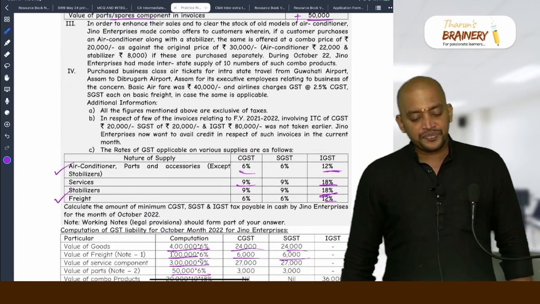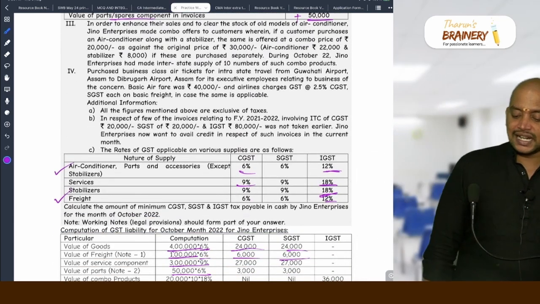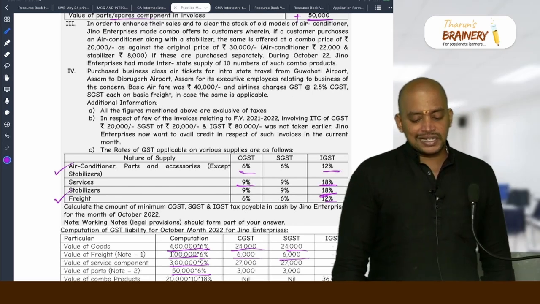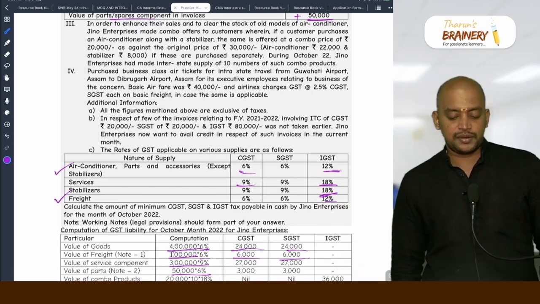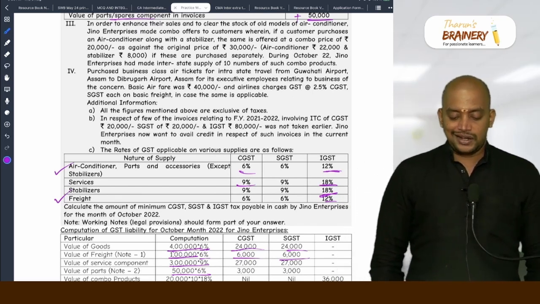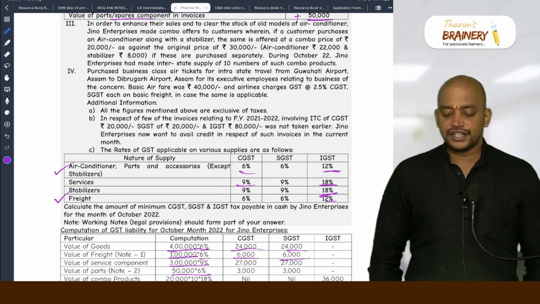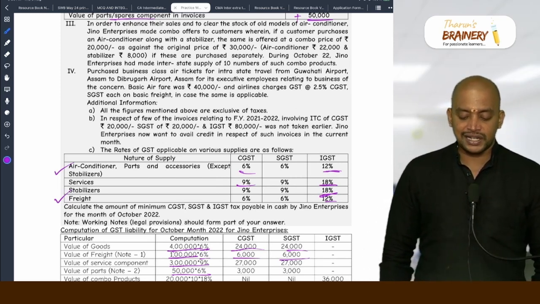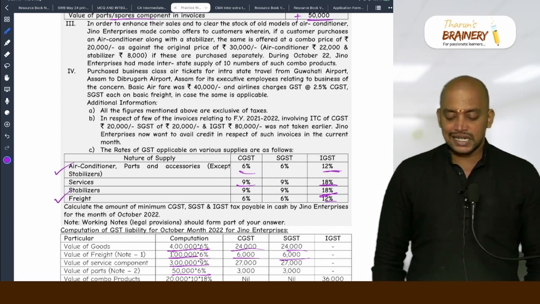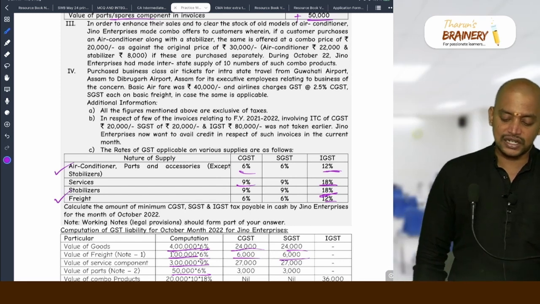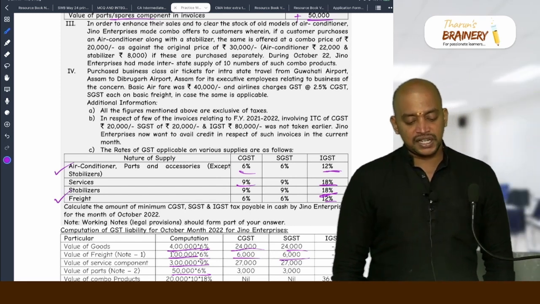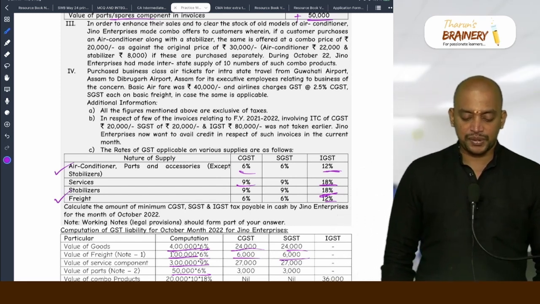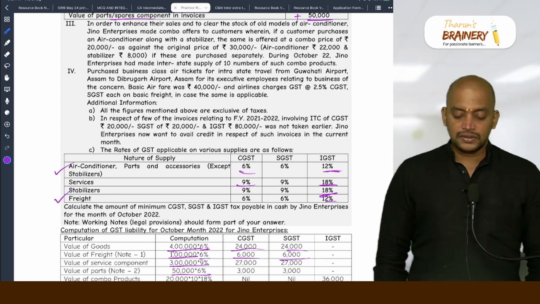Then next one: purchased business class air tickets for intrastate travel from Guwahati Airport, Assam to Dibrugarh Airport, Assam for its executive employees. So, it is an inward supply, relating to business of the concern. Basic airfare was 40,000 and the airline charged CGST 2.5 and SGST 2.5 each on basic freight, in case the same is applicable.